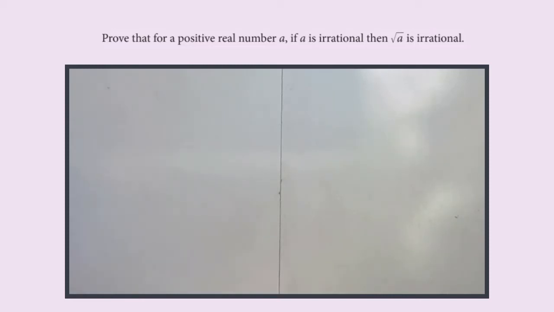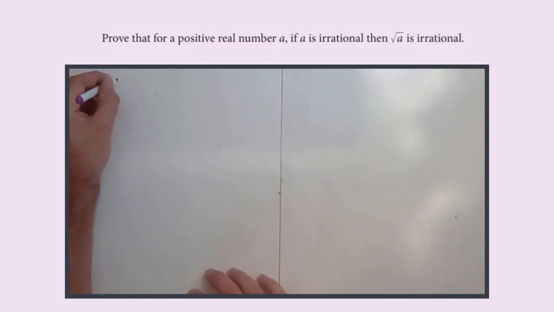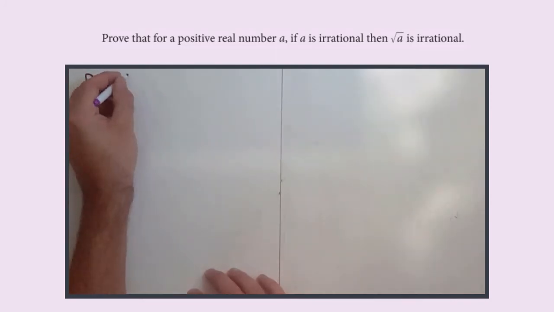that for a positive real number a, if a is irrational, then the square root of a is irrational. Right, so we've got our if and then. One thing implies another, left implies right. So we are going to do a proof by contrapositive. Proof, you should always say that this is what you're doing.